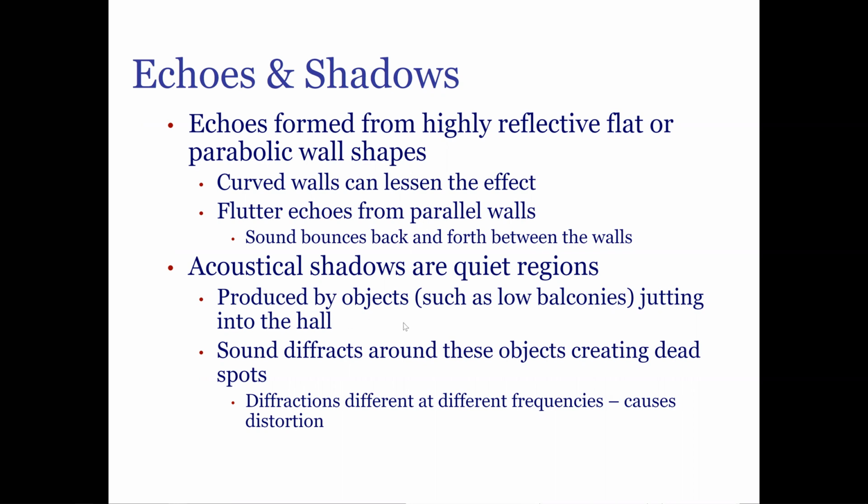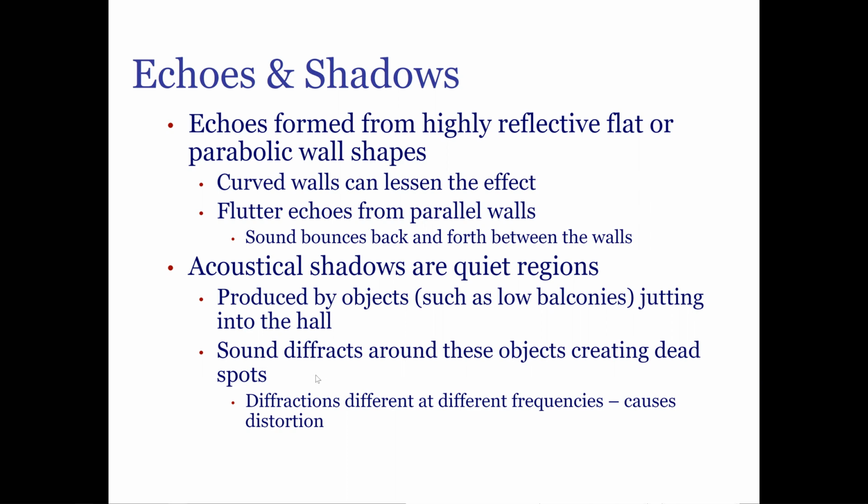Shadows happen when we have projections out over the audience. So in a concert hall, if you've got a balcony and it comes way out over the audience, people that are sitting well back behind the front surface of the balcony are going to get diffracted sound that's going to cause dead spots in the audience. So what you typically do in an auditorium is you limit how far the balcony juts out, and or you just don't put seats too far back behind the balcony so that you're not seeing these acoustic shadows.